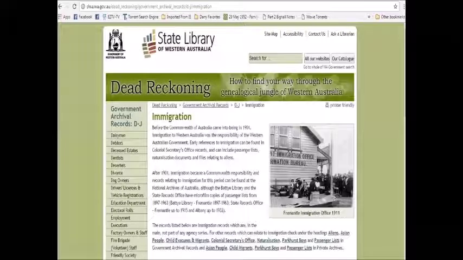State Library, this is a good one called Dead Reckoning, which amused me no end. So this is also a lot of information about immigration into West Australia. Albany, or Albany, whichever way you say it, was also an important port where a lot of people disembarked, so there's records for them.